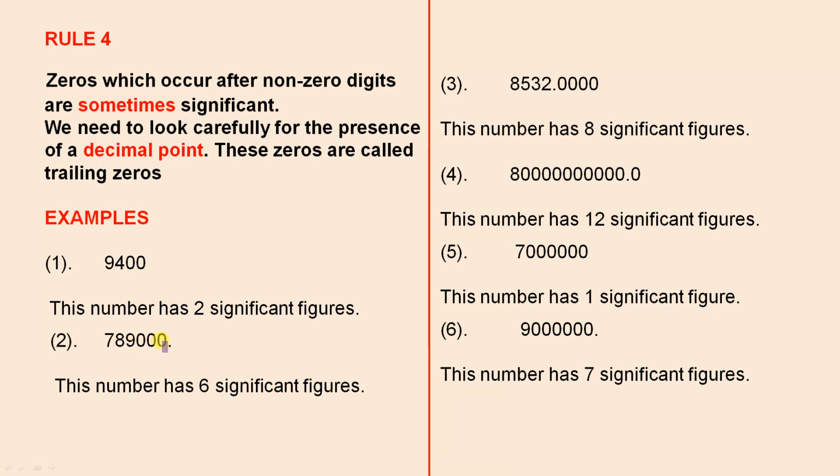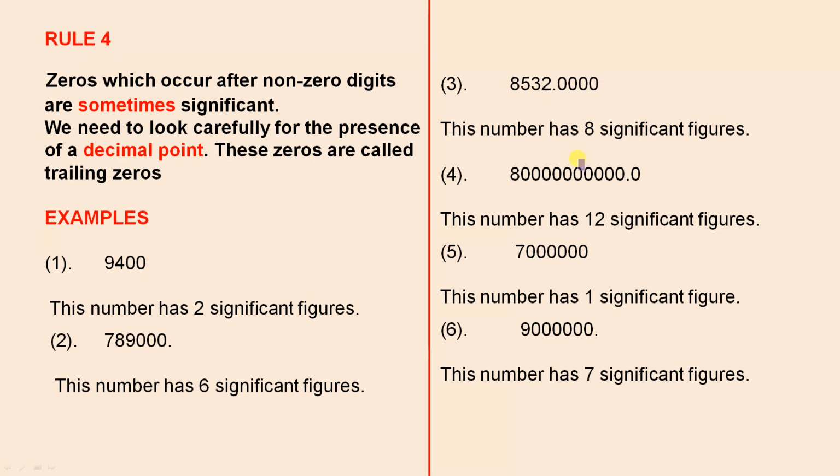Those 3 zeros occur after the 9. There is a decimal point. We're allowed to do that. Hence, because there's a decimal point, those 3 zeros become significant. There are 6 significant figures. Over here we have 4 zeros after the decimal point. The zeros occur after a whole number, but because there's a decimal point, 8 significant figures.